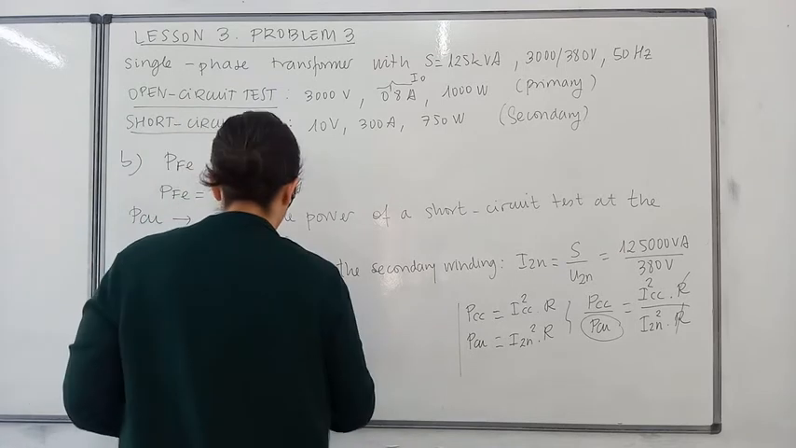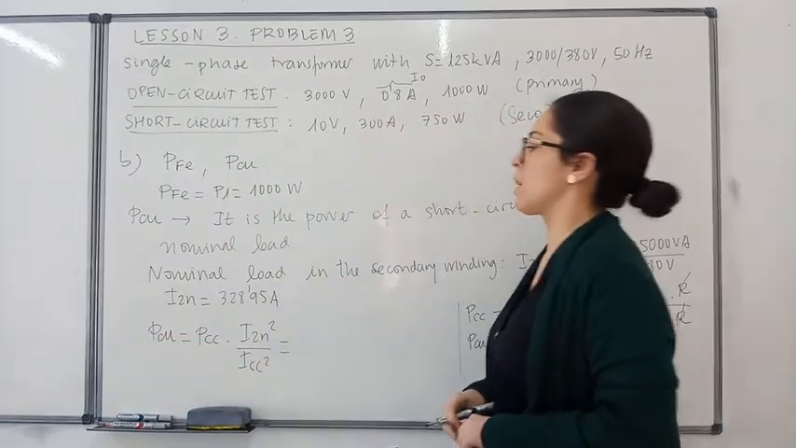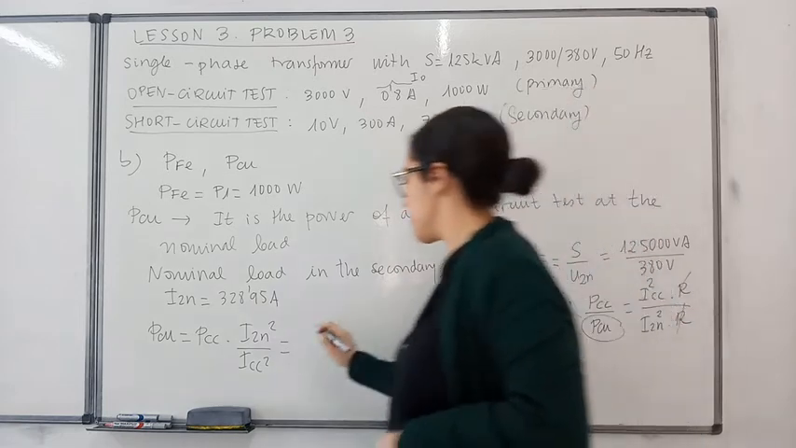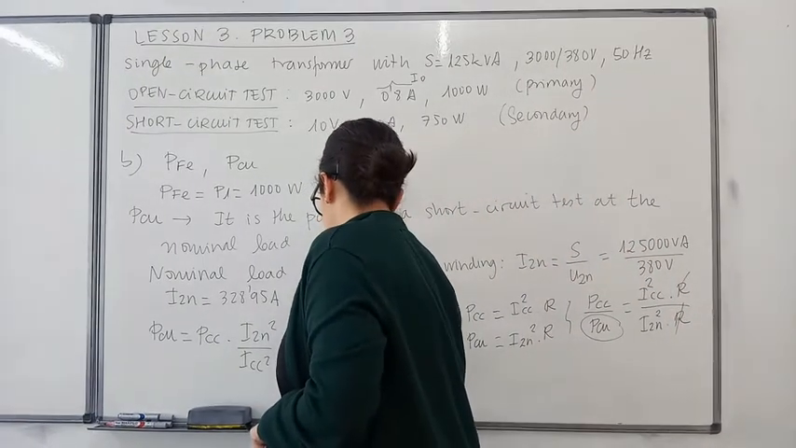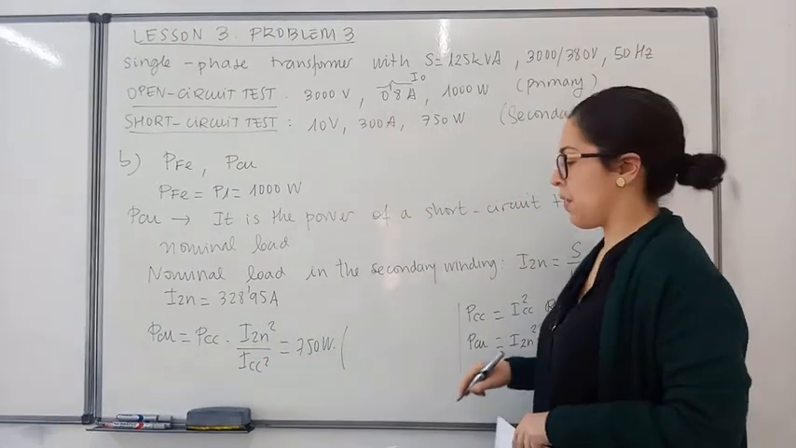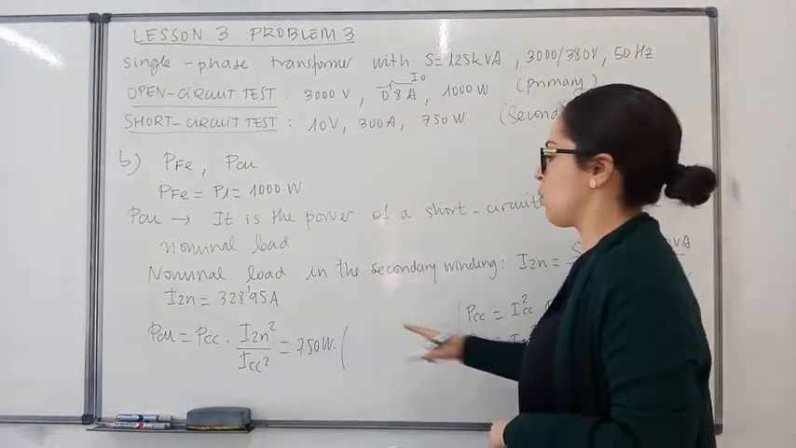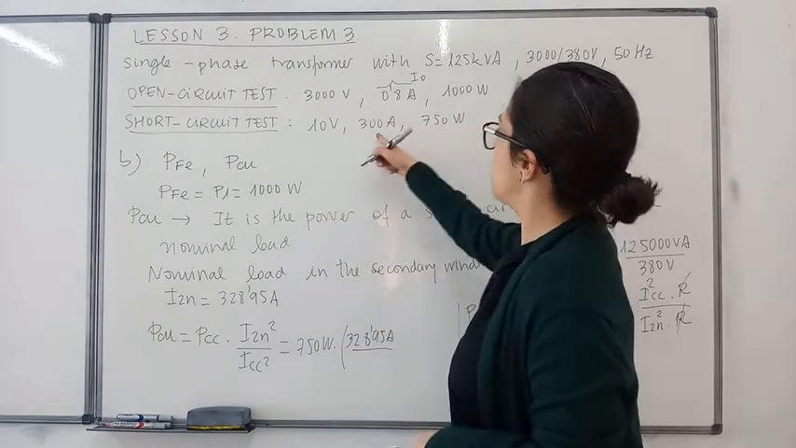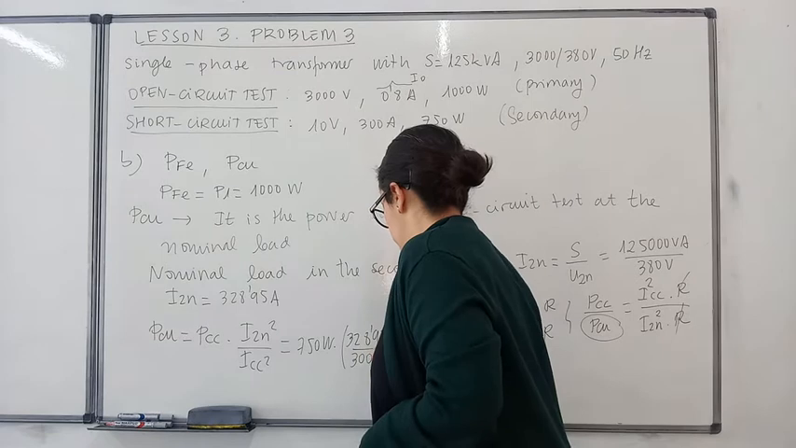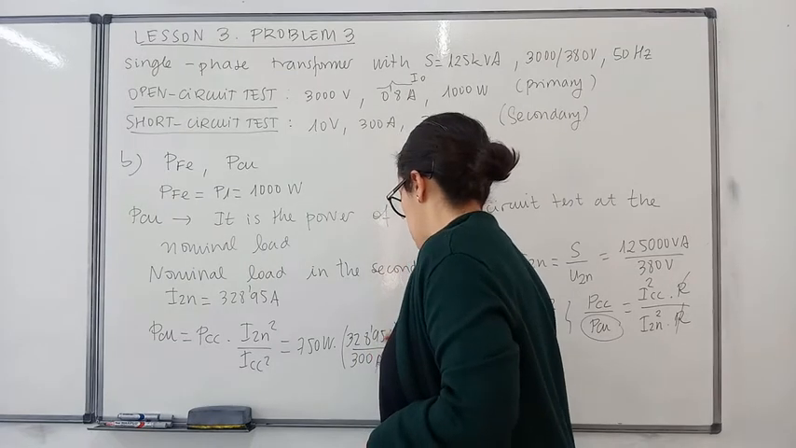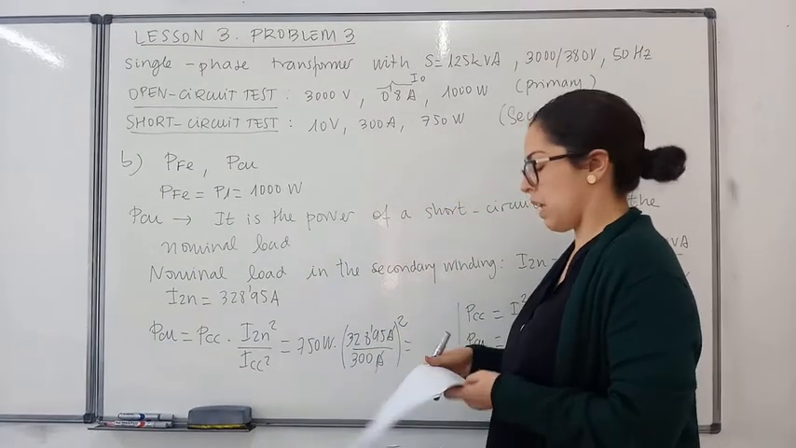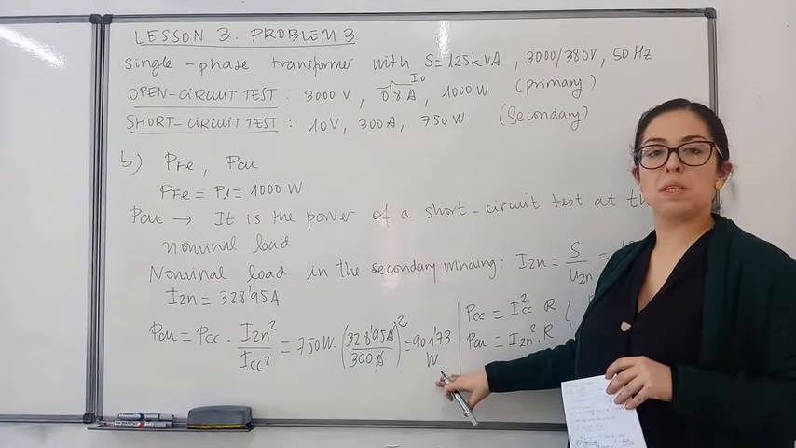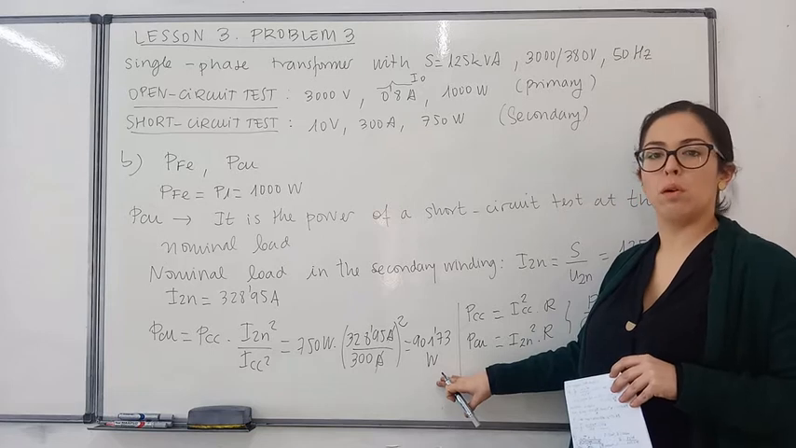Okay? So, what is the power of copper losses at full load? The active power of the short circuit test multiplied by the ratio of the nominal current divided by the short circuit current, squared. So there you will have 901.73 watts. So this would be the power of copper losses at full load.